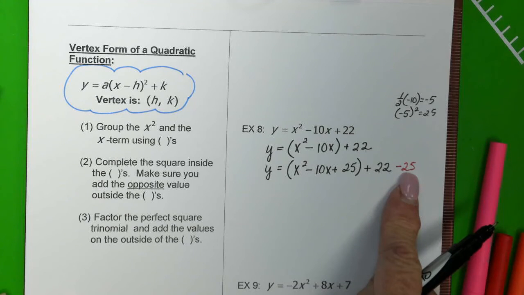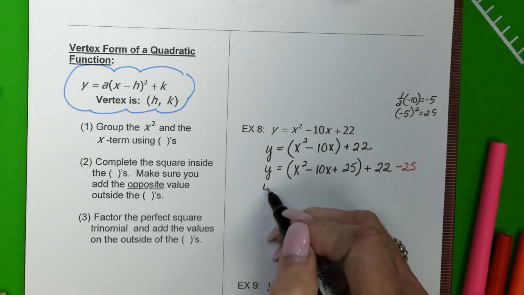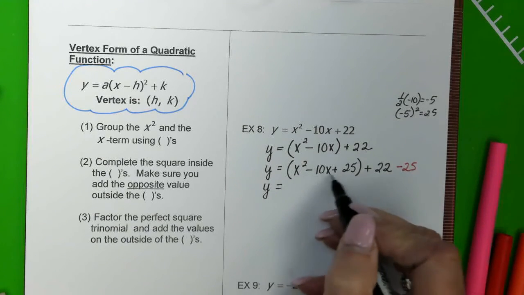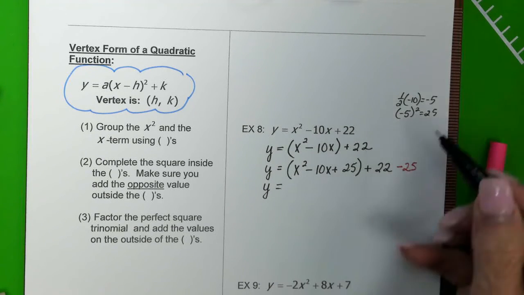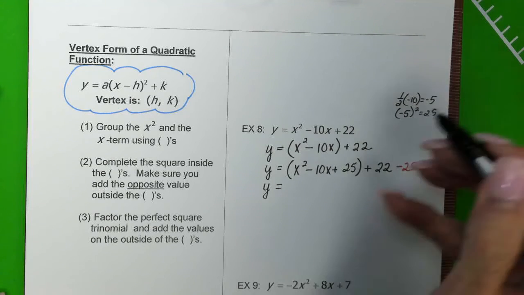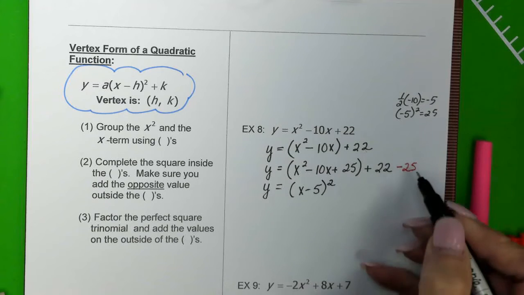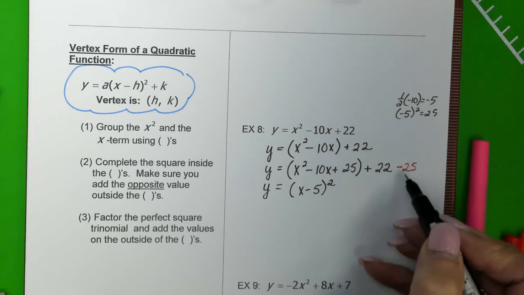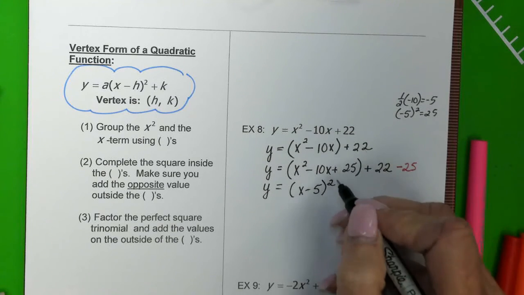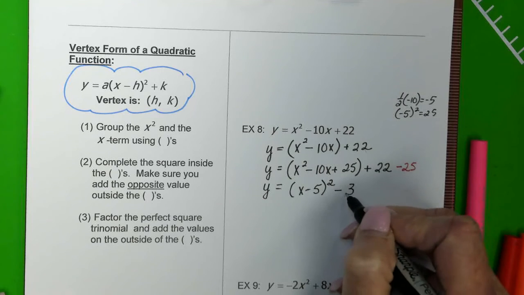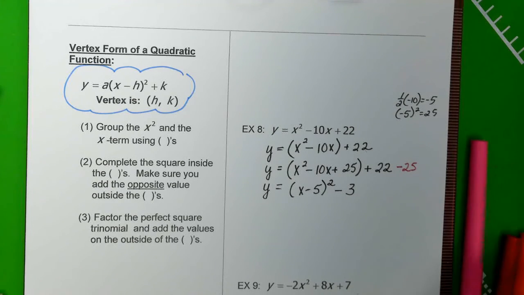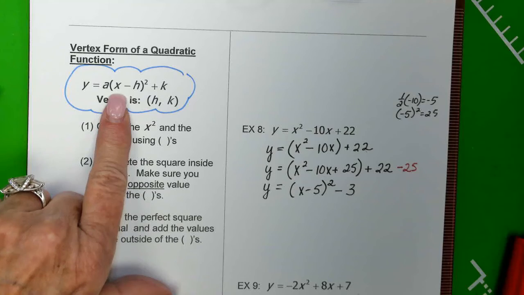Do you see? All right, so next step, we're going to factor our perfect square trinomial, which means I'm going to use this number right here. So x minus 5 squared, and I'm going to add the numbers on the outside. So 22 minus 25 gives me negative 3. And you see that I now have vertex form.